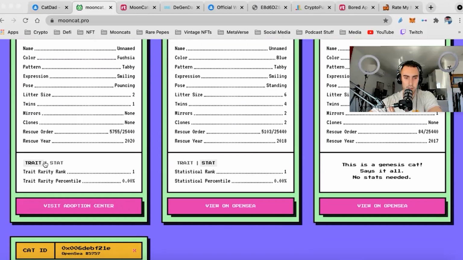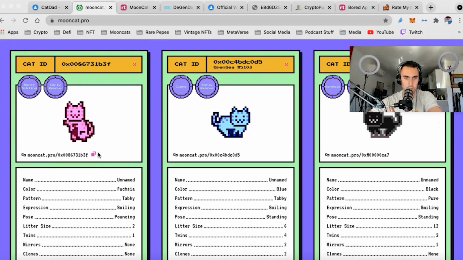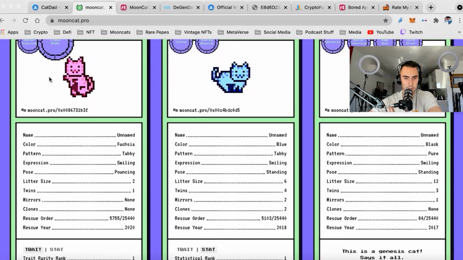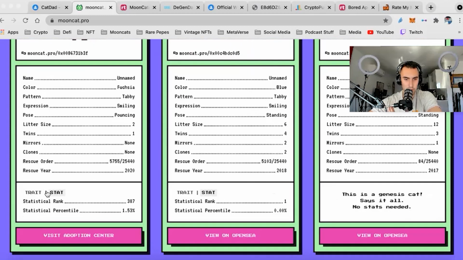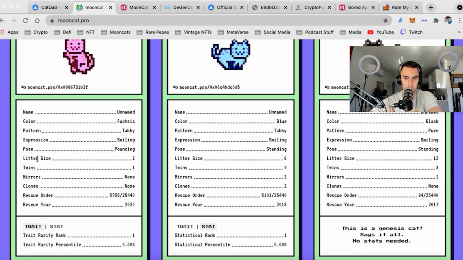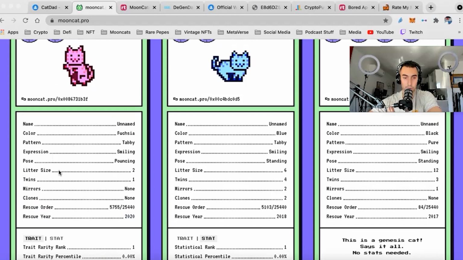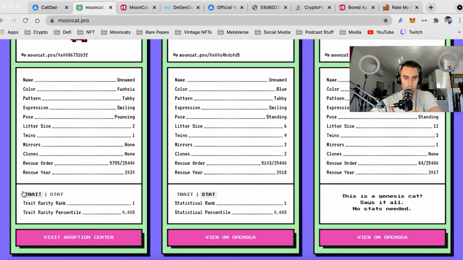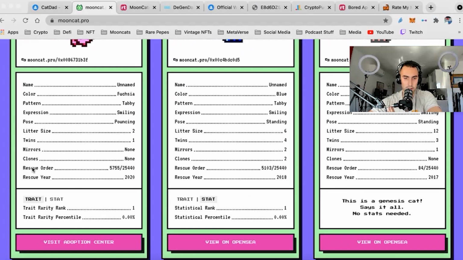So down here, you could see there's a trait rarity and a stat rarity. And so trait rarity, I found the first one that is the most rare. This is the first 2020 Mooncat. There are three of them. So this is the one that can be considered the most rare, has the rarest trait. And obviously statistical rarity is even rarer down here. So I would assume the trait is rescue year because there's only three of them. So you have three out of 25,440.